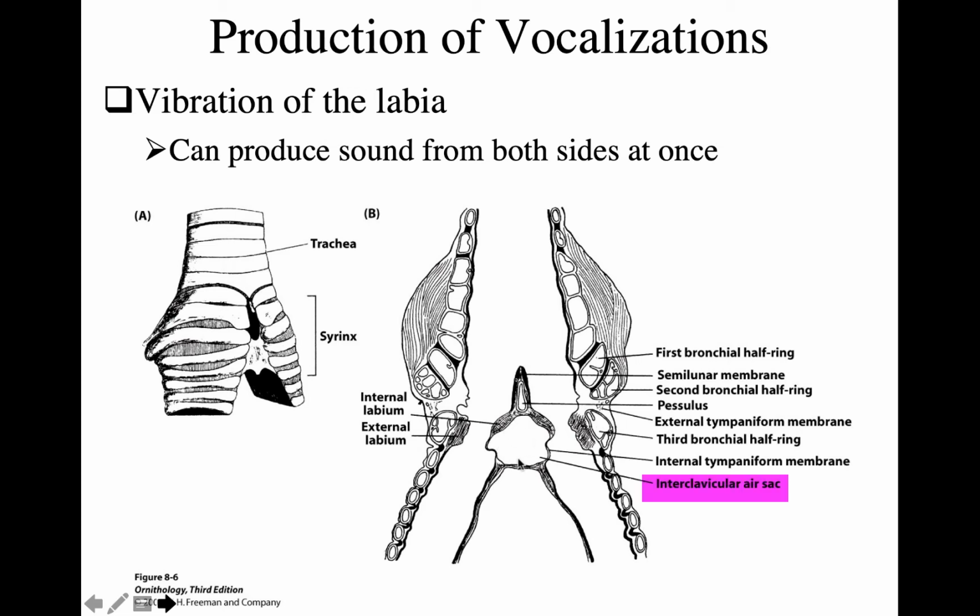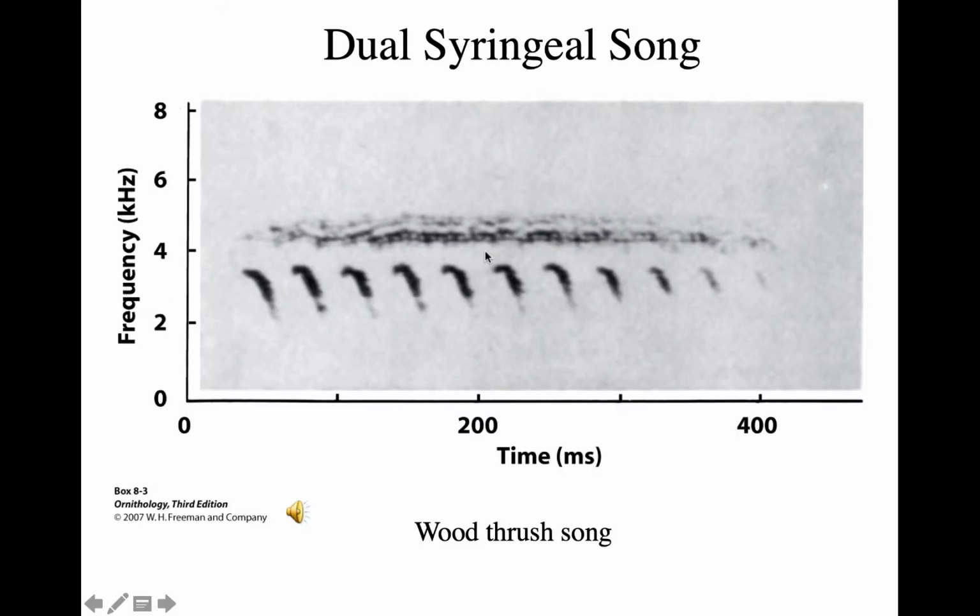So we have this intraclavicular air sac. This is going to be important for resonance and producing certain frequencies. But the whistling sound itself is created by vibrations of these internal and external labia. So these are muscles that can change the shape of this opening going into the primary bronchi and create this whistling sound. Now, since it's going into 2 different air pipes, birds can actually make different vocalizations using each of the openings on either side of the larynx.